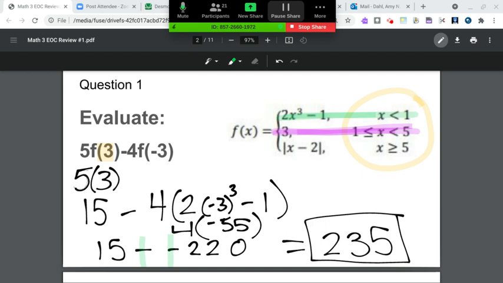Yeah, I have a question. Yes. So technically, 3 also fits in the first one. So why did you use the second one? 3 doesn't fit in the first one. It's less, oh no. Yeah, it's less than 1. 3? Oh, no, never mind.